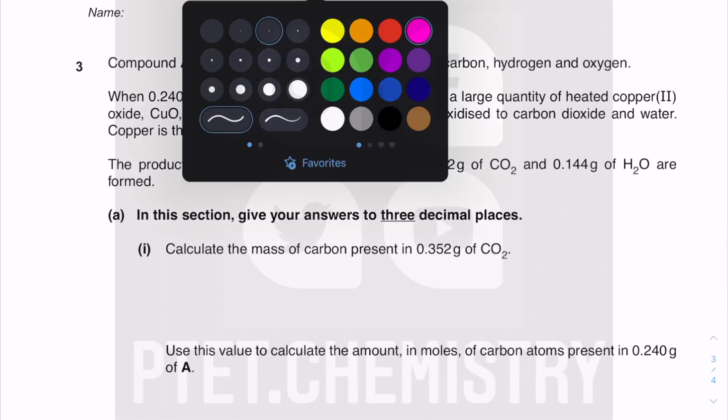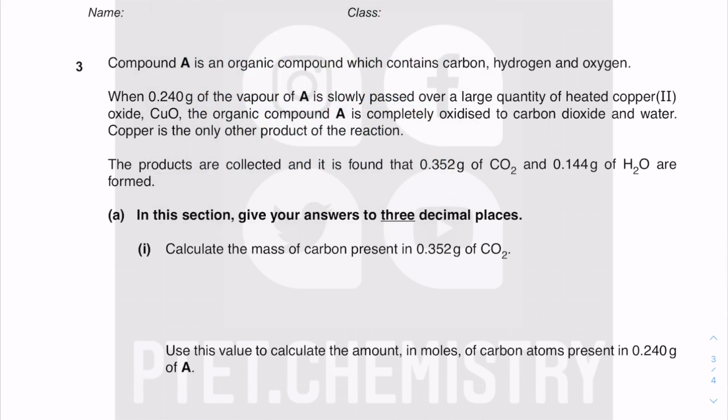Alright, so moving on to the next question. So we have this compound A. It's an organic compound again. It contains carbon, hydrogen, and oxygen. So this is a slightly difficult question because you pass this vapor of A, vapor meaning gas, over a large quantity of heated copper 2 oxide.